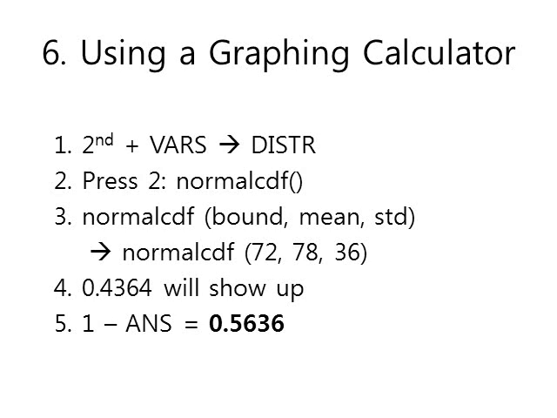Third, the calculator will display normal CDF and the parentheses. We should punch in the values in the order of bound, mean, and standard deviation. In this case, the values are 72, 78, and 36. And close the parentheses. Fourth, the value 0.4364 will show up. Last, as we did before, we should subtract it from 1. Punch 1 minus answer key and we're done.